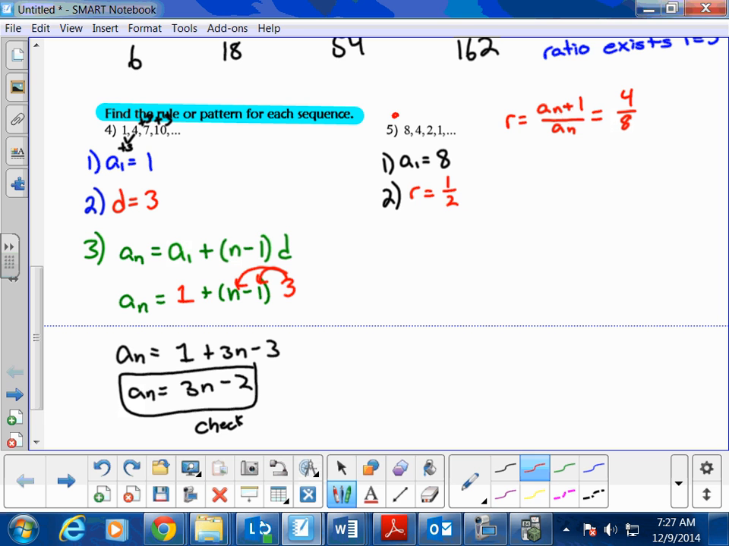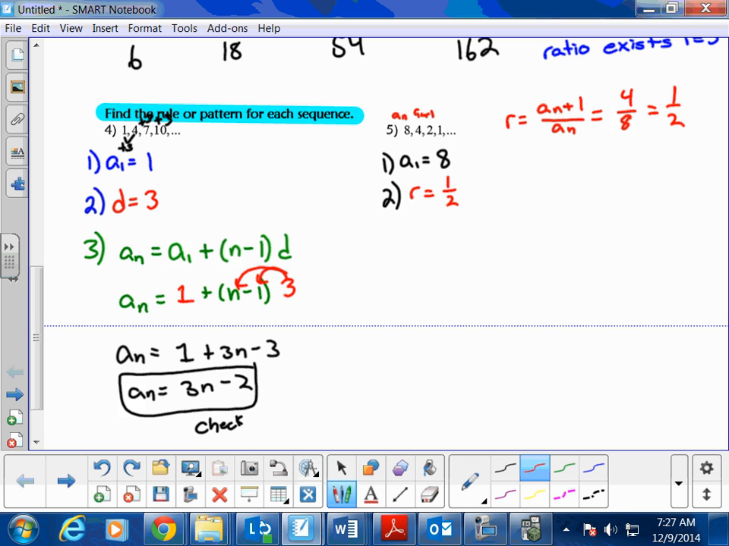Reason being, if you call this a sub n, this is a sub n plus 1, the next term in the sequence. So that's the reason why you see this configuration, where the 4 goes here and the 8 goes here. So from there, that's how you determine you have a half.